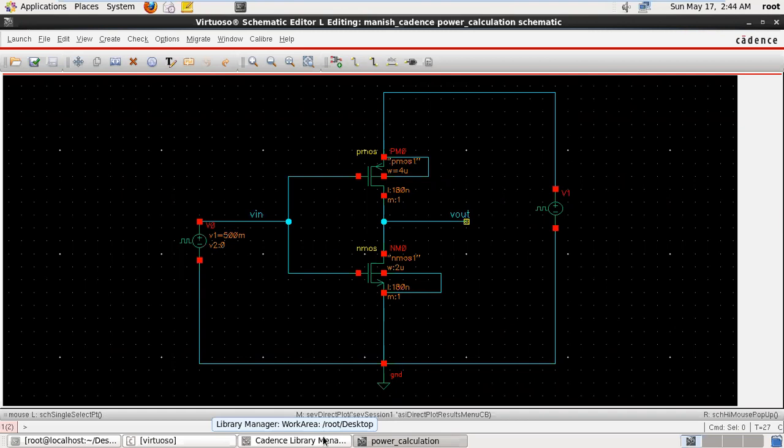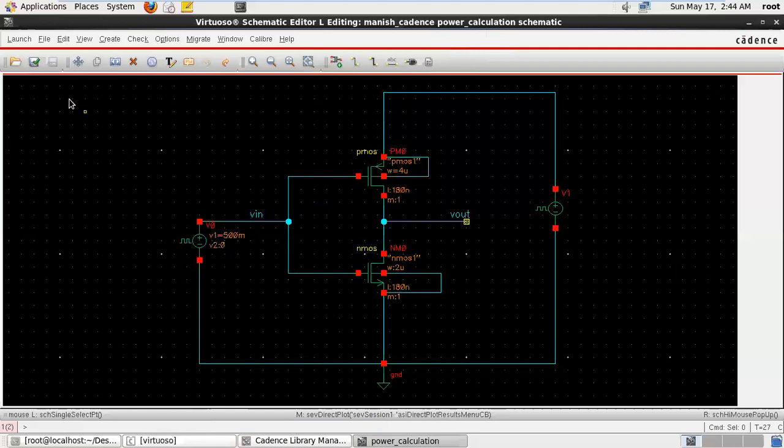In lecture three, we discussed the inverter analysis, in which we analyzed the transient, DC, and AC analysis. So the same circuit, that is the inverter circuit, we are selecting here to calculate all types of power. My cell name is power_calculation, and we have taken the same circuitry.